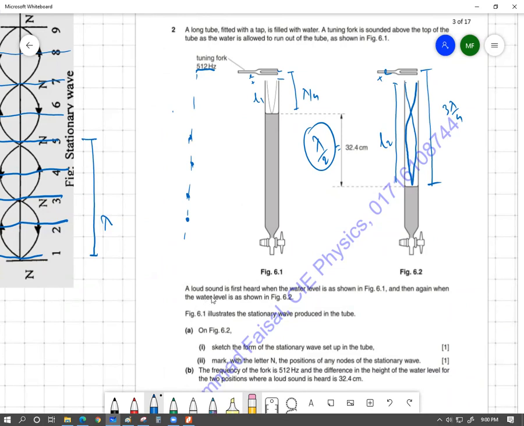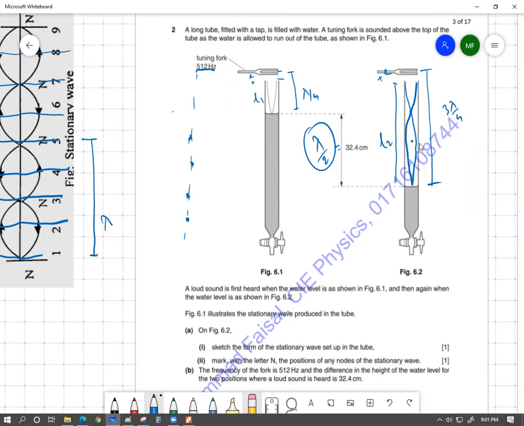The question says a loud sound is first heard when the water level is at position 1, then again when the water level is at position 2. At position 1, a stationary wave is produced in the tube. On figure 6.2, sketch the form of the stationary wave in the tube. So you are expected to draw this figure. To draw this figure conveniently, it is recommended that you give a dot over here, a dot halfway over here, and then make this figure as best as you can for the spacing.